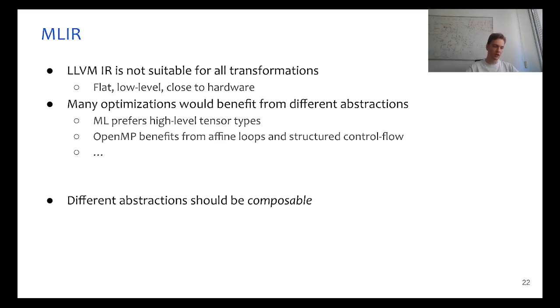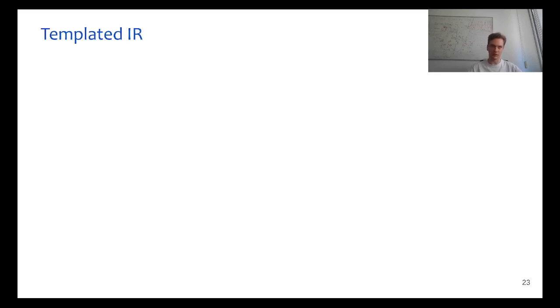Problem is, for each of those abstractions, you don't want to build an entire new compiler or entire new compiler pipeline. Yeah, you want to reuse as much as possible, so those different abstractions should be somehow composable. And this is where MLIR comes in. MLIR is basically a template IR. So this base MLIR you can extend by adding dialects on top.